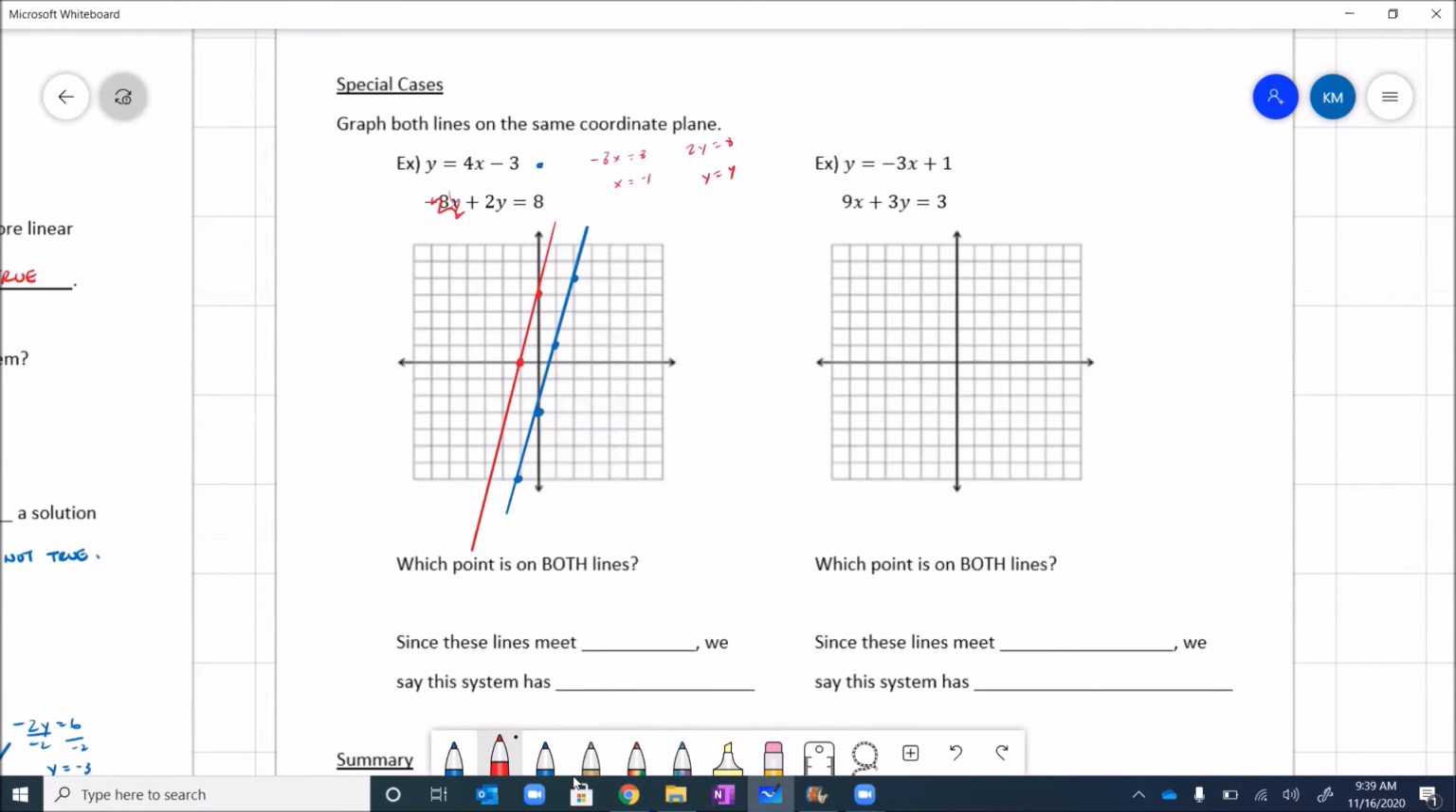That should work out. All right, and so hopefully you notice this, that, hey, these lines aren't going to touch. What point is on both lines? None. Since these lines meet never, we say this system has no solution.